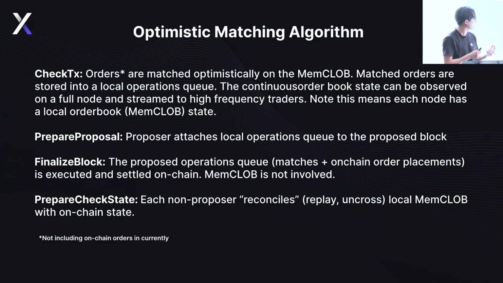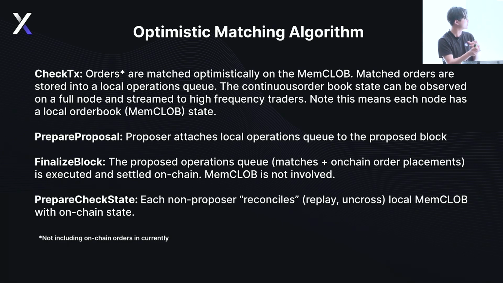And now in finalized block, which is where everybody processes this proposed block, everybody just deterministically processes these operations from the proposer. This includes the matches and all their on-chain order placements, and this is executed and settled on-chain. During this process, importantly, memclob is not involved. So there's basically two separate processes: the off-chain order book, and this on-chain settlement process.